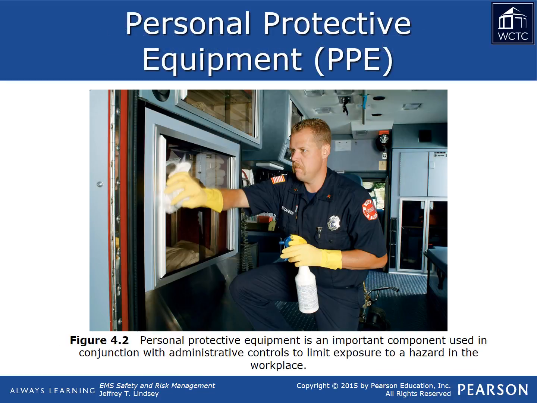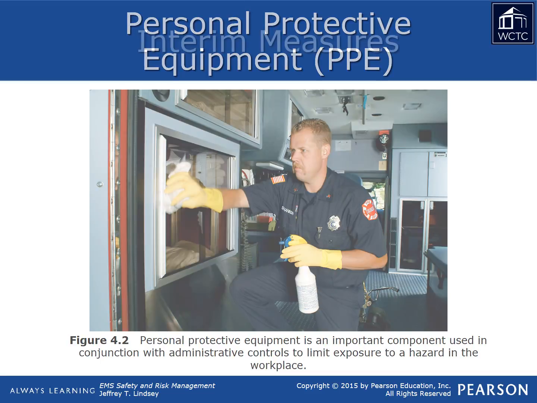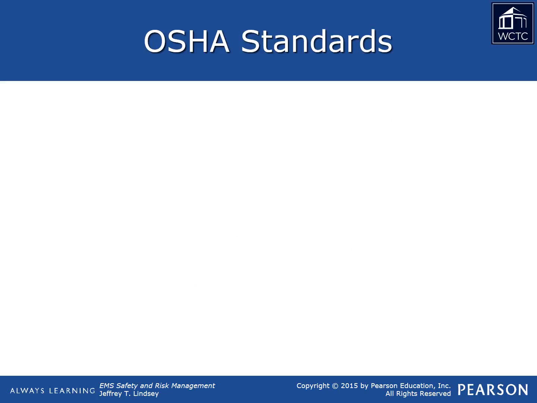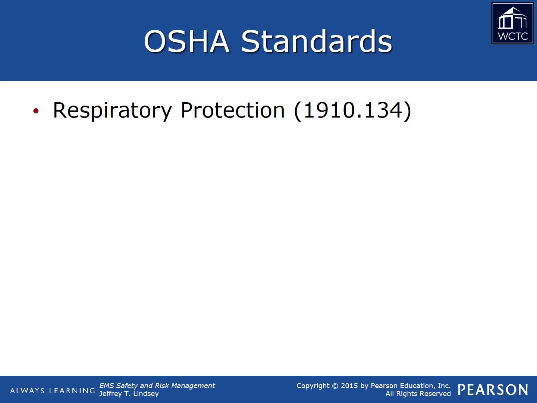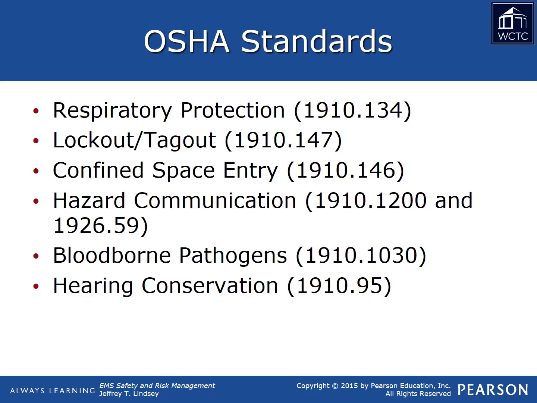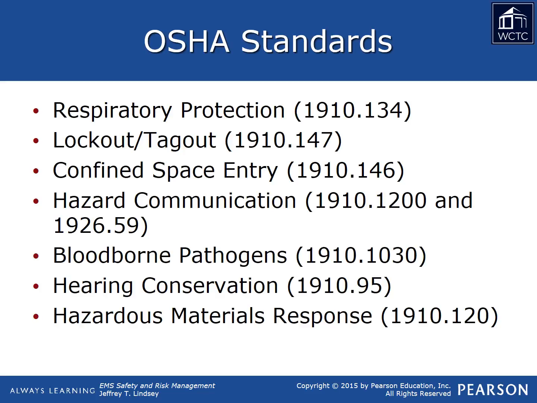Because PPE does not reduce or eliminate a hazard, it is considered an administrative control. When used in conjunction with other administrative or engineering controls, however, PPE can be very effective in reducing exposure to hazards in the workplace. As mentioned previously, interim measures make temporary use of engineering and/or administrative controls while a more permanent solution is developed or employed. As far as workplace practices are concerned, OSHA has numerous standards that apply to EMS. These standards commonly address administrative controls through safe work practices and address things like respiratory protection, lockout-tagout, confined space entry, hazard communication, bloodborne pathogens, hearing conservation, and hazardous materials response, among other things.